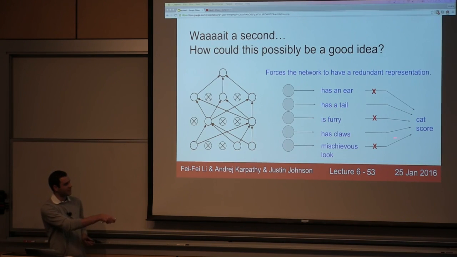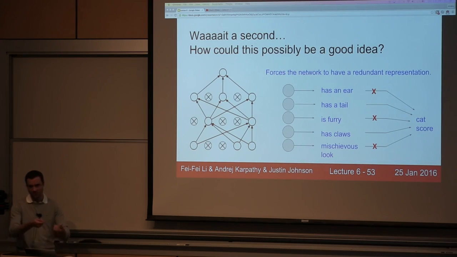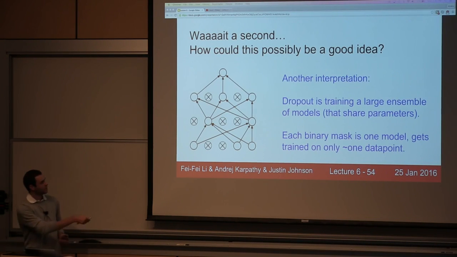So in this case, we can still classify CAT score properly, even if we don't have access to whether or not it's furry or mischievous and so on. So that's one interpretation of dropout. Another interpretation of dropout is, as was mentioned, in terms of an ensemble. Dropout can be looked at as training a large ensemble of models that are sub-networks of this one large network, but they share parameters in a weird way.